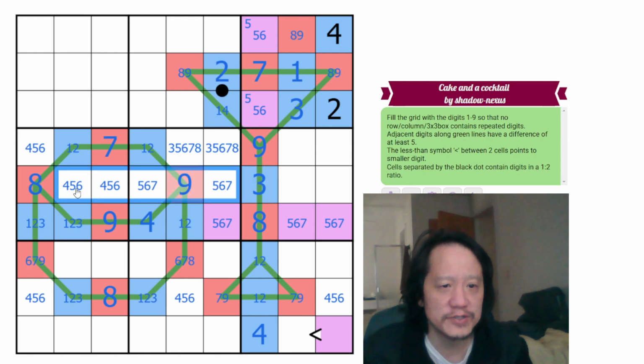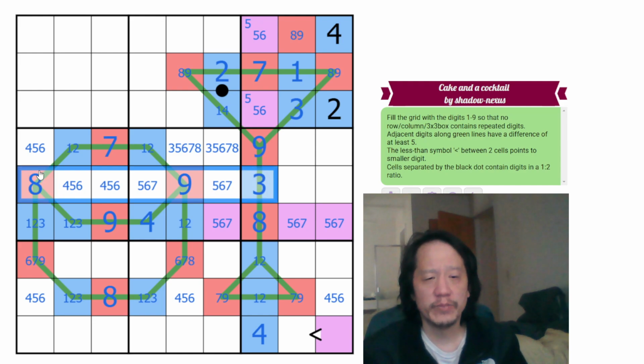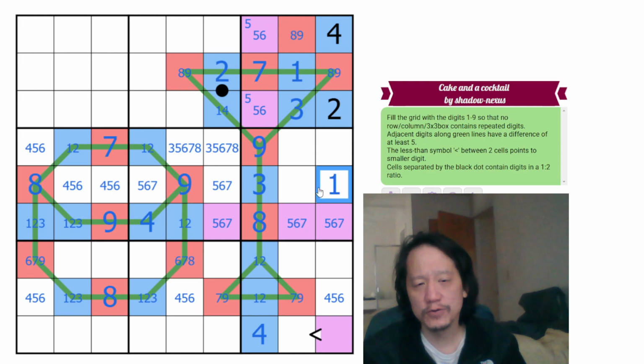We have a 4, 5, 6, 7 quadruple in row 5. So the rest of the row cannot contain 4, 5, 6, 7. It can't be 3, 8, or 9. Therefore, it's 1 and 2. This can't be 2. Therefore, this is 1. This is 2. And these are also lows.